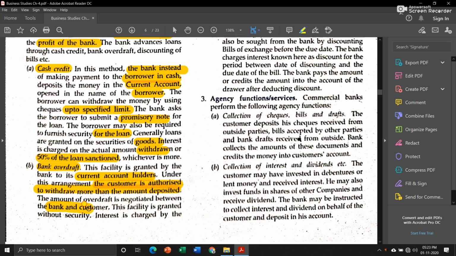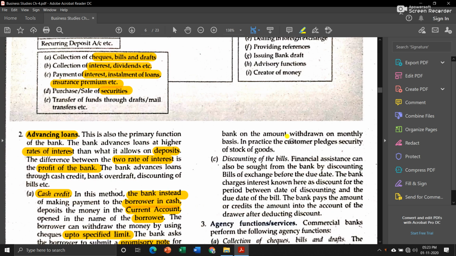Bank and customer negotiate on how much overdraft the customer can withdraw, and after that the bank will allow it. This facility is granted without security, meaning they will not charge any security for overdraft. Interest is charged by the bank on the amount withdrawn on a monthly basis. In practice, the customer pledges security of stock of goods.